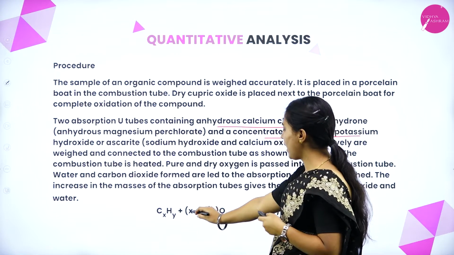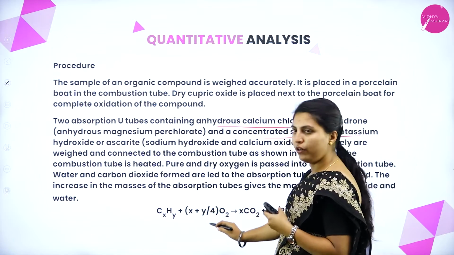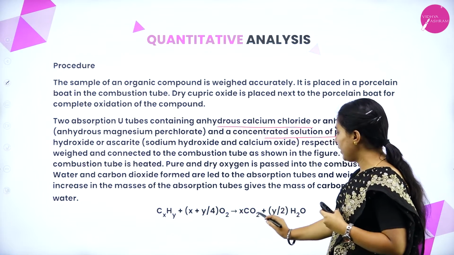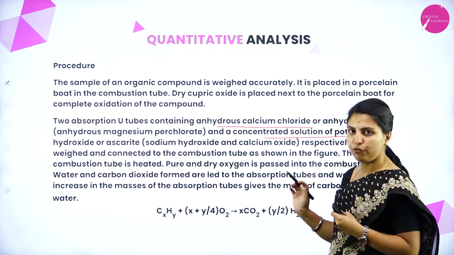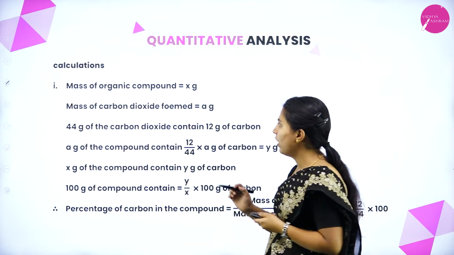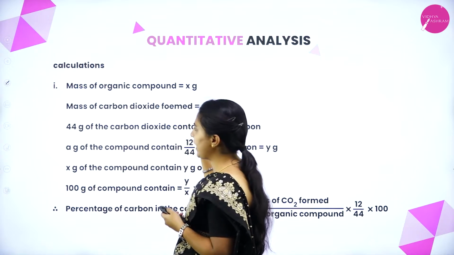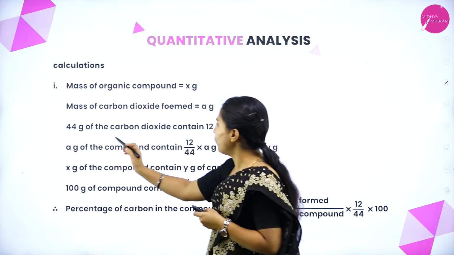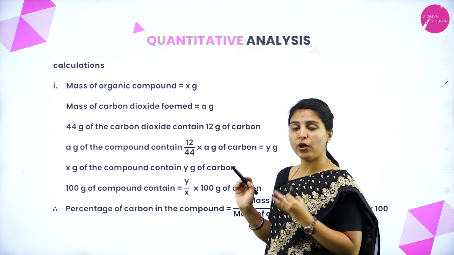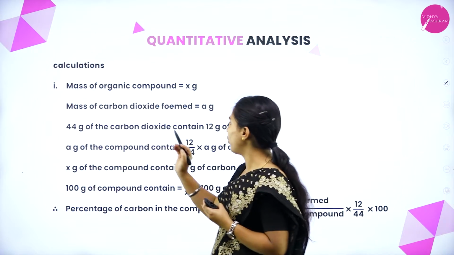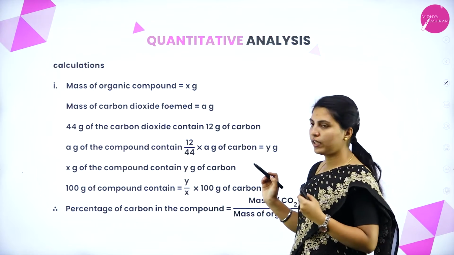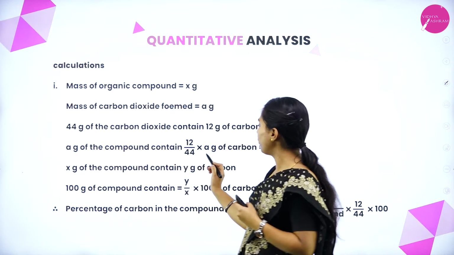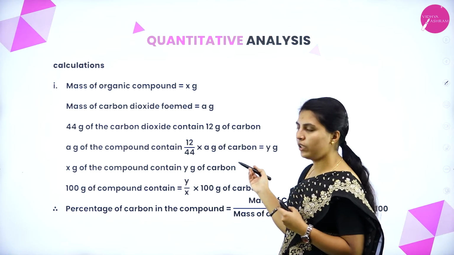Here X means carbon, Y means hydrogen, of the overall composition, plus Y by 4 oxygen. Carbon dioxide will form here, water will form. Next, calculations. Mass of organic compound is X gram. The mass of carbon dioxide formed is A gram. 44 gram of carbon dioxide, that is CO2, contains 12 gram of carbon. So A gram of carbon dioxide contains 12 by 44 into A gram of carbon, which will be Y gram.